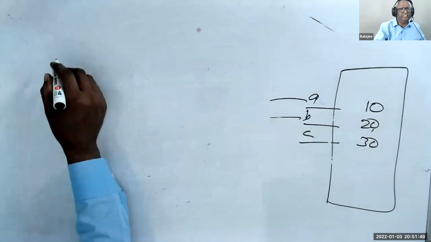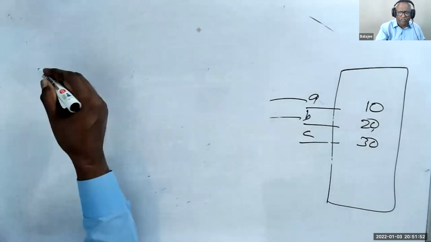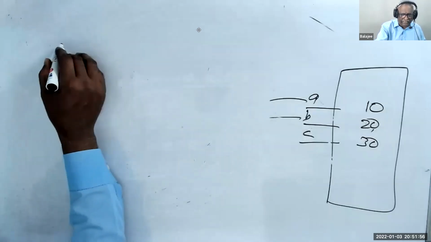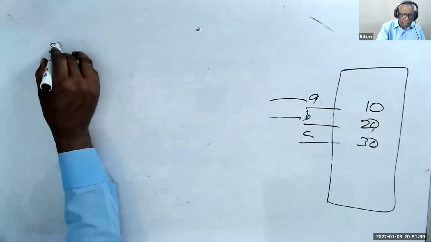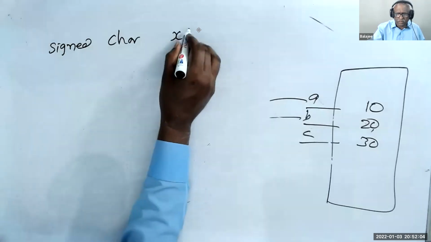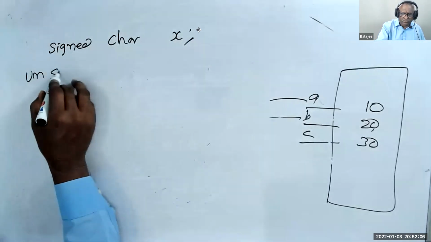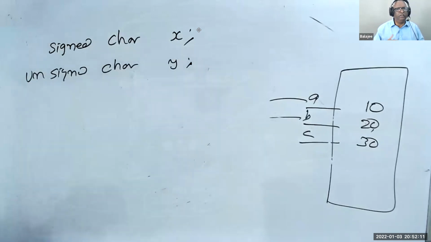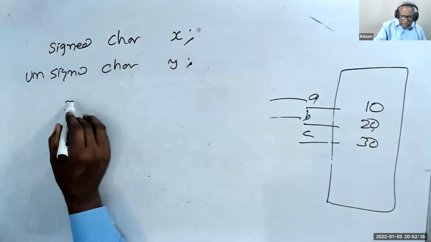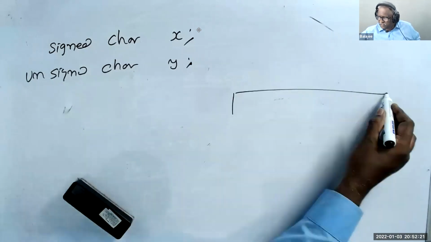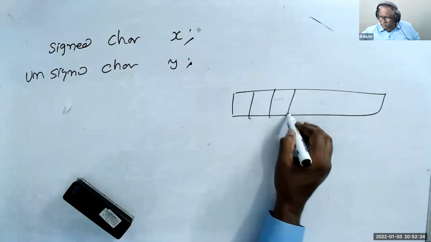Fine, very good. Somebody has asked some very good questions. You see here, this is the way things should go, interactive. Somebody has asked, will the unsigned and signed take more space? Now you see here, I put 2 characters: signed char X, unsigned char Y. Now what happened in the memory? In the memory, the space is the same for both, 8 bits.